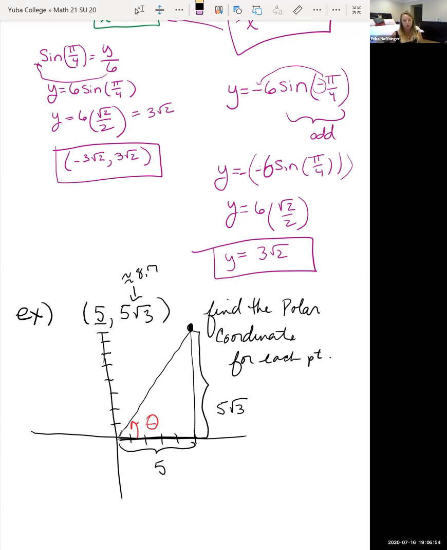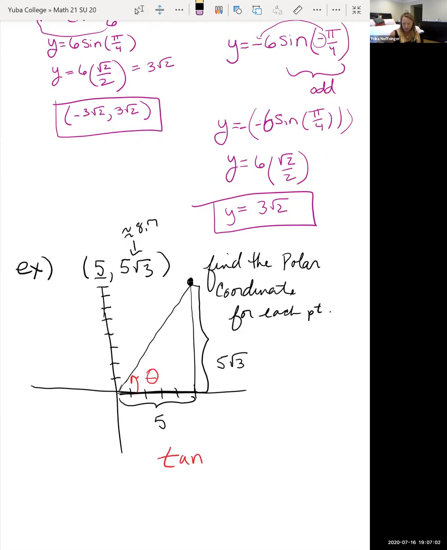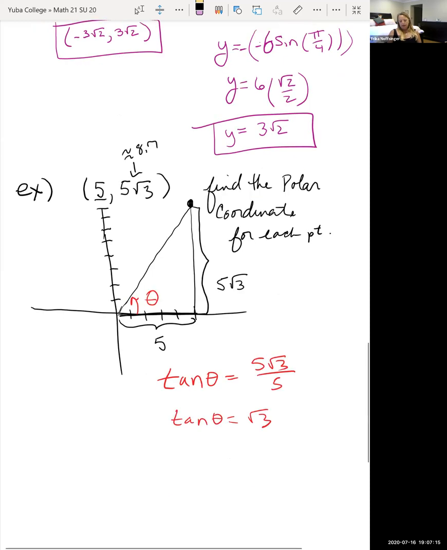Well, think about which trig function uses opposite and adjacent. And so we know tangent theta then is opposite 5√3 all over 5. 5's cancel. So we're looking at when is tangent theta equal to √3. This one doesn't have as many 3's in it, so that's the 60 degrees or the pi thirds. And we're in quadrant 1. If I had something different and I had pi thirds, I'd have to think about what quadrant I'm in.